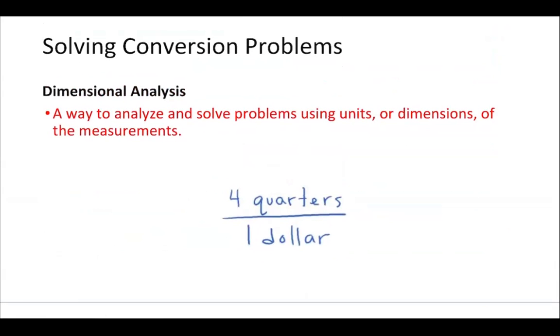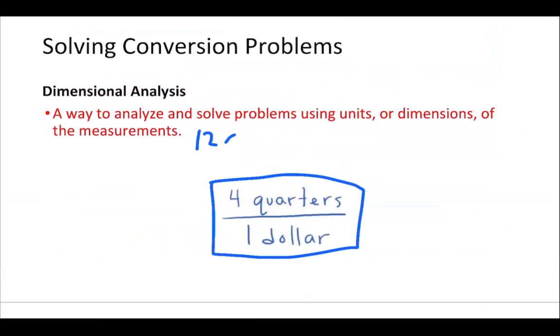Everyone knows that $1 is equal to 4 quarters. This is a currency in the United States, right? And so with that relationship in mind, let me pick an arbitrary number. Let's say, what if I had 12 quarters? Can anyone tell me right now how many dollars I would have if I had 12 quarters? $3. Yeah, and most of you can do that in your mind, right? No problem. But I want to show you how to do that mathematically using these fractions.